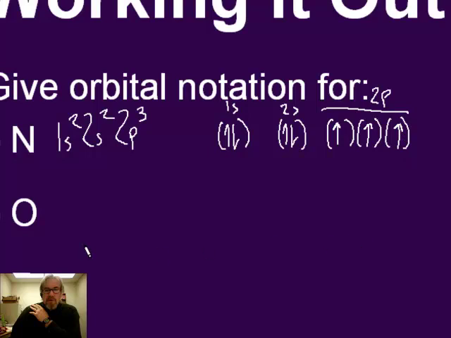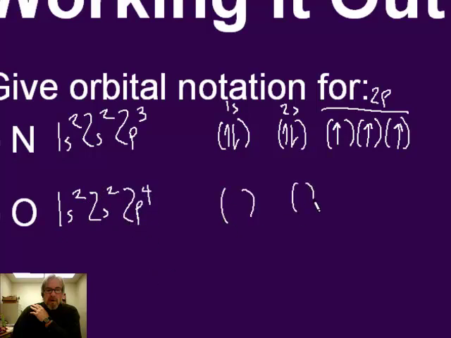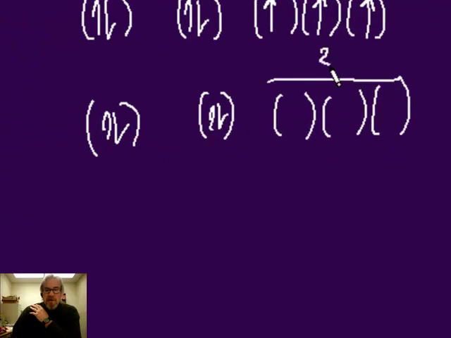Oxygen, 1s2, 2s2, 2p4. So 1s and 2s are full, just like before. Here's my 2p sublevel. I've got four electrons. The first three I'm going to put in their own separate orbital. But I can't fit the fourth one in its own orbital because there's only three. And so I have to double this one up. I'll put it in the first orbital.